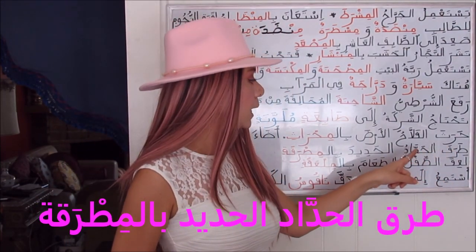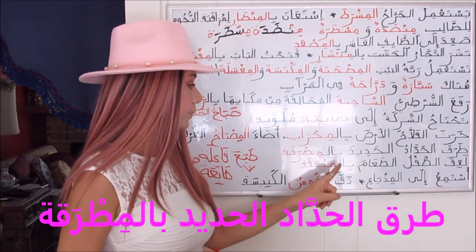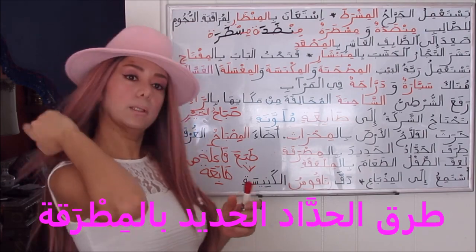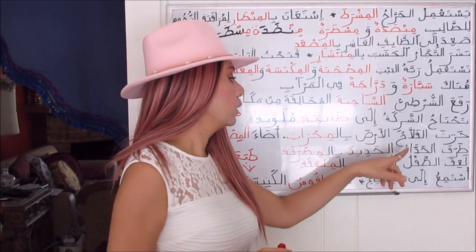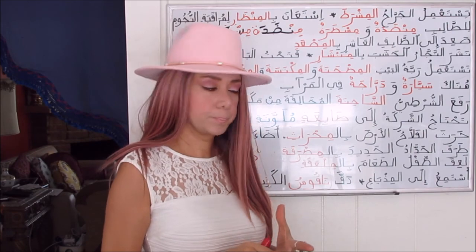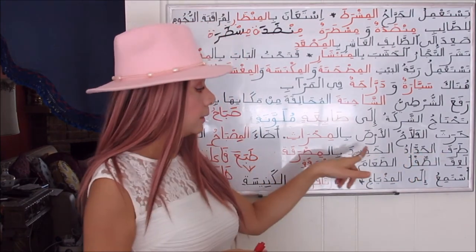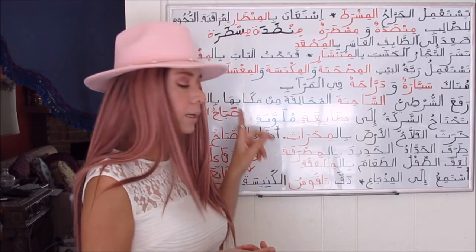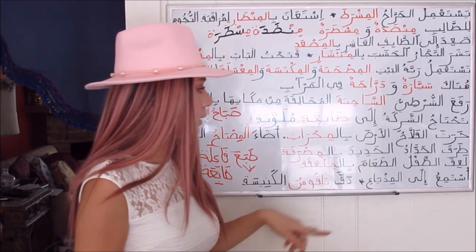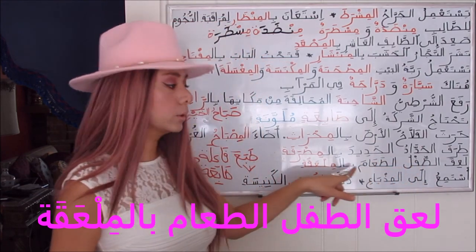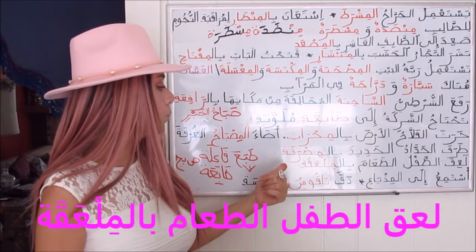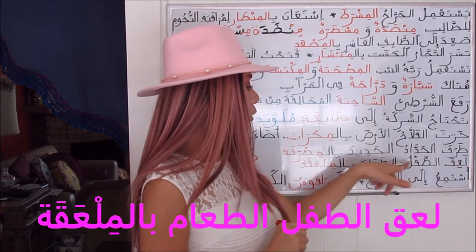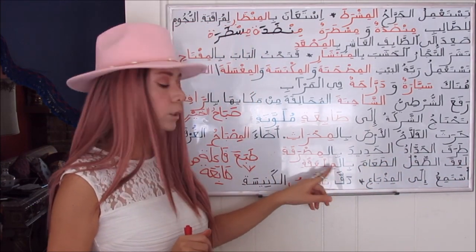طرق الحداد الحديد بالمطرقة. طرق, to hammer. The blacksmith hammered the iron with the hammer. مطرقة, مفعلة, hammer. لعق الطفل الطعام بالملعقة. ملعقة, spoon, from the verb لعق. The child licked up the food with the spoon.